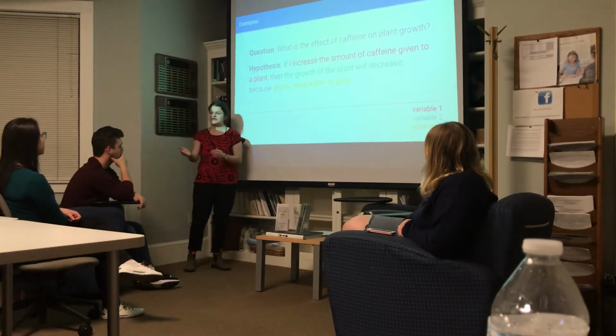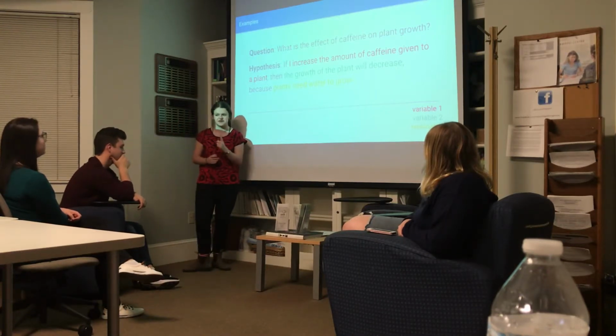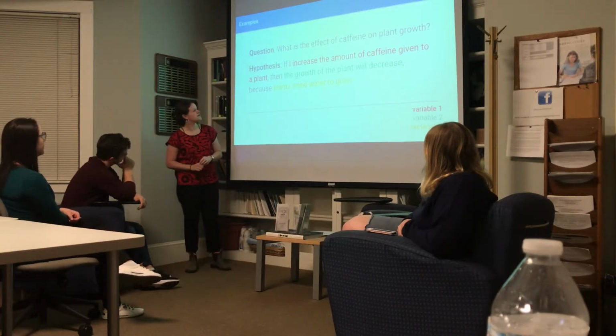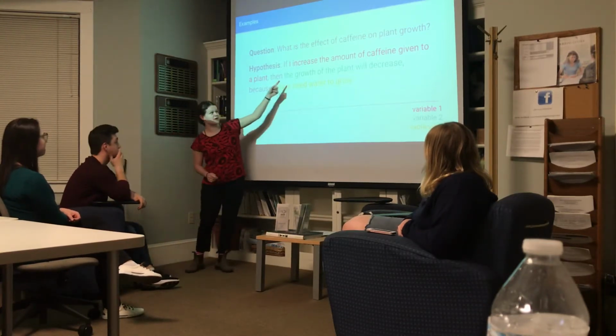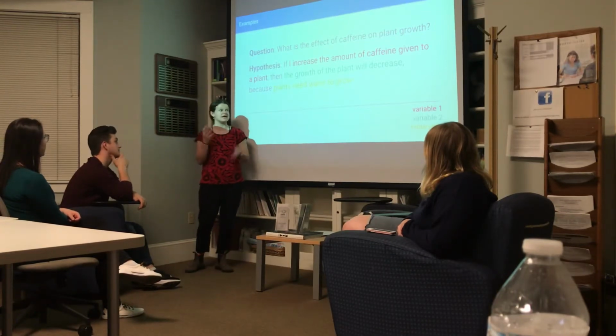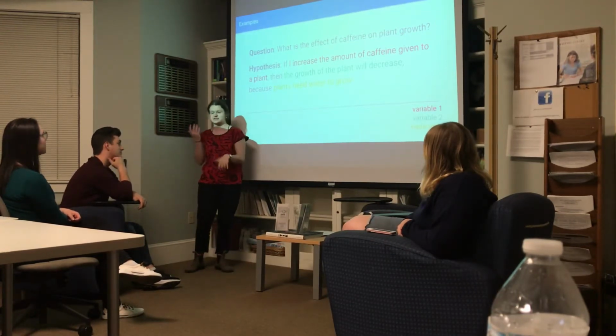Great. Kira, can you identify the first variable? Yes, I increase the amount of caffeine given to a plant. Great, yeah, so that's in red there. That's the first part, if blank. That's our first variable, increasing the amount of caffeine or decreasing it.